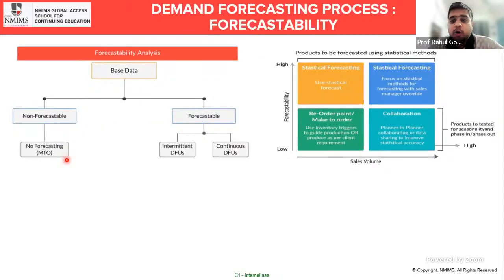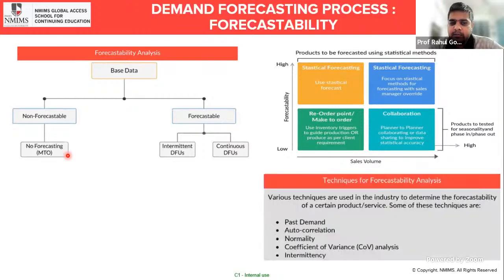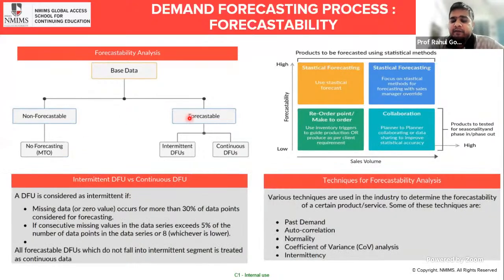For those which cannot be forecasted at all, we are saying it is made to order, because there cannot be any forecast. So once you get a demand, once you get an order, only then you will get into production. There will be a certain lead time involved in servicing the customer demand, right? But if you look at the data and say that these are forecastable, there can be two cases.